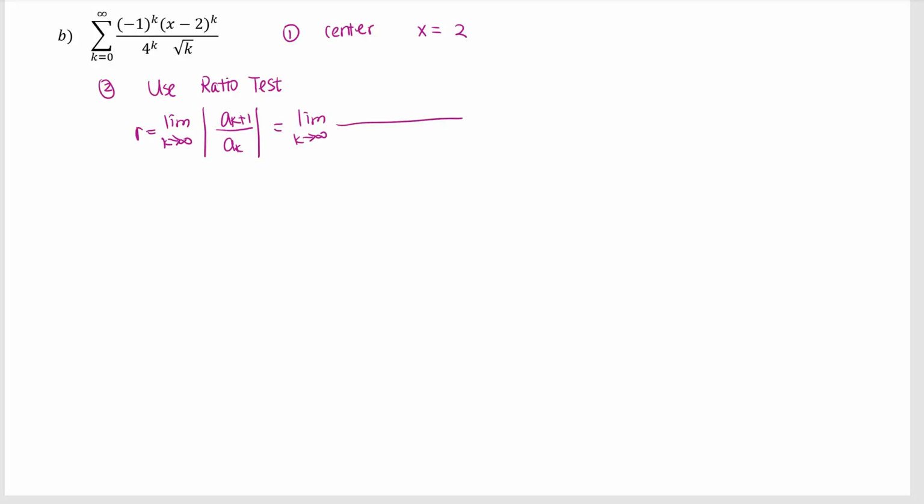What is a_{k+1}? Well, you can see we replace all the k by k plus 1. But we know that we have absolute value, so the absolute value of negative 1 is just 1. Then we have absolute value of x minus 2 to the power of k plus 1, and 4 to the power k plus 1, times the square root of k plus 1. And in a_k, we have x minus 2 to the k, 4 to the k, square root of k.